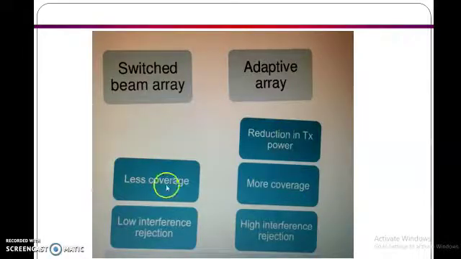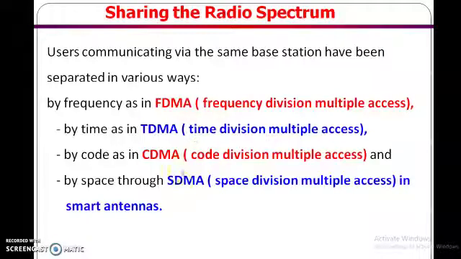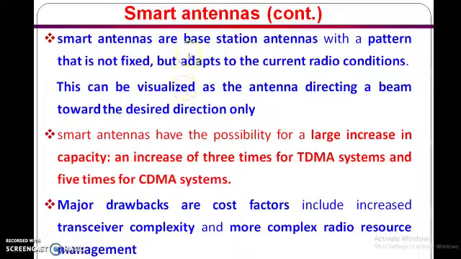Switched beam array has less coverage and low interference rejection, whereas adaptive array has a reduction in the transmitted power, more coverage and high interference rejection. That is the adaptive array, and this is the switched beam array. So they use these techniques: FDMA, that is frequency division multiple access, TDMA, time division multiple access, CDMA, that is code division multiple access, and in smart antenna we use SDMA, that is space division multiple access.